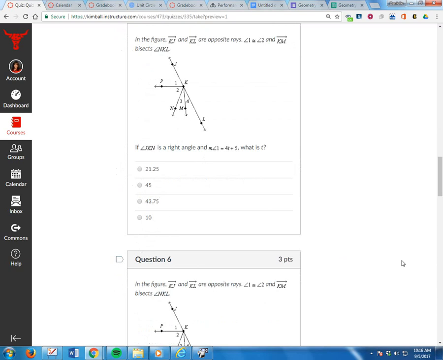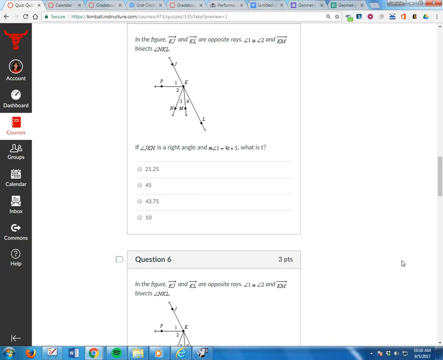Question 5, same thing. This time JKN, they're going to tell us is a right angle. It doesn't look right, but we're going to assume because they tell us it's a right angle. So it's equal to what? 90. So what's angle 1 equal to? 45. These are the kinds of things, even though it doesn't ask, if you just write it down, it'll help as you're solving the problems.